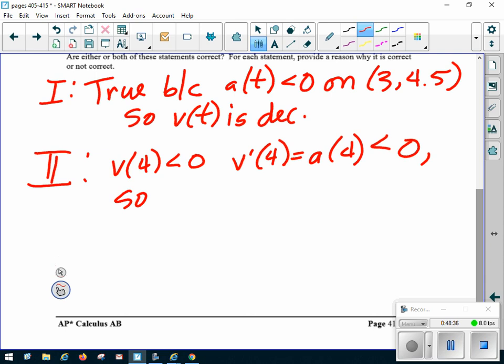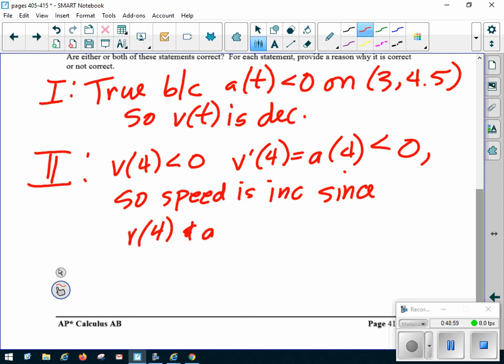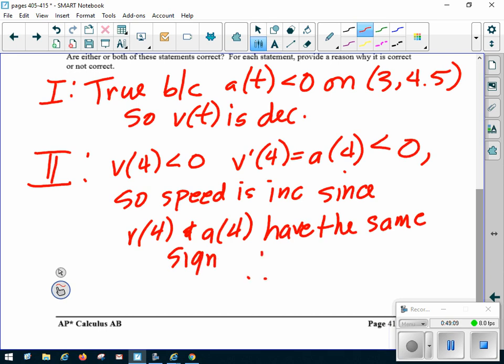So speed is increasing, since v of 4 and a of 4 have the same sign. Therefore, what do I know about the statement? Statement 2 is false.